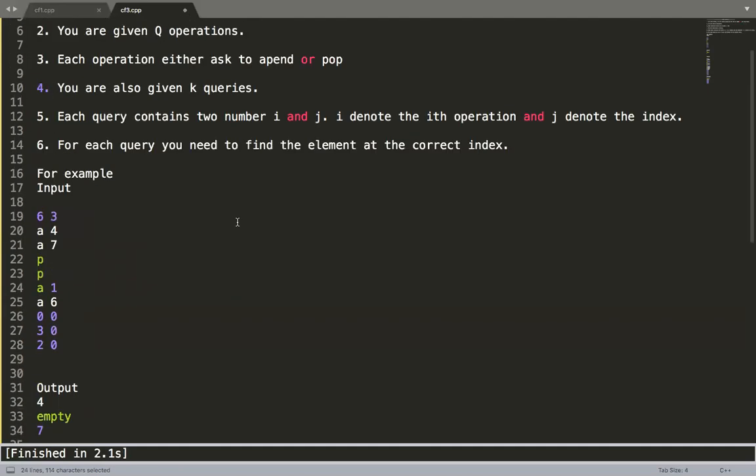Okay, now how are we going to do this? The constraint was that the total number of operations q is less than or equal to 10 to the power 5, and the same is true for k. So you cannot apply O(nk) or O(n squared) type solutions. You need to think in O(n) or O(n log n), something like that. So how do we do this?